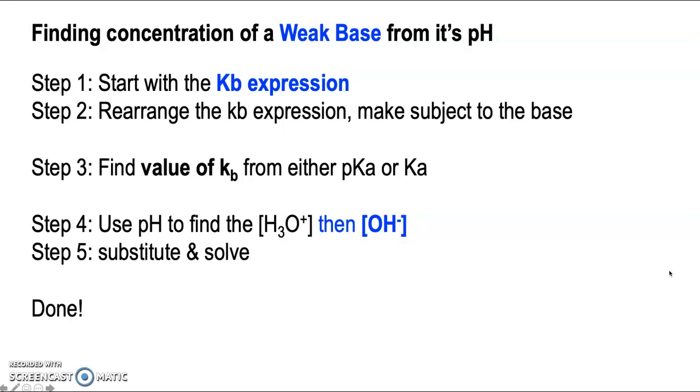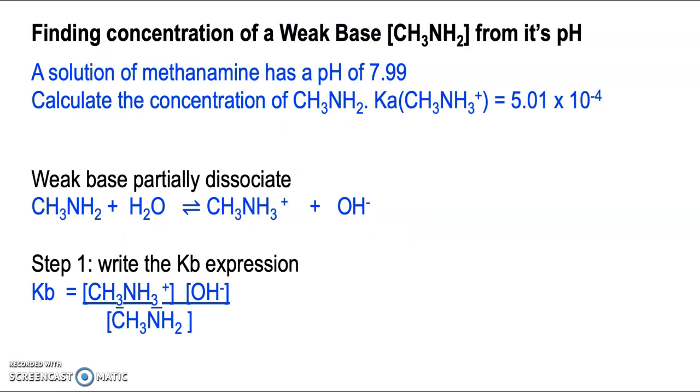So let's go through this question. The question is asking that you have a solution of methenamine with a pH of 7.99. So there you go, you've got your pH value provided. And they're asking us to calculate the concentration, and they've given us the Ka. Now notice it is the conjugate acid, so this is a Ka. We are dealing with the base, so we're going to need to do a conversion, which we'll do in step 3 or 4.